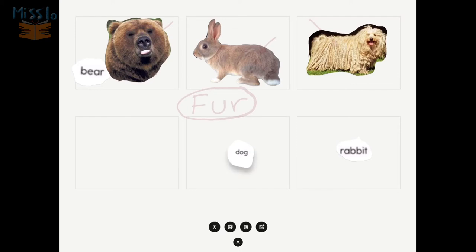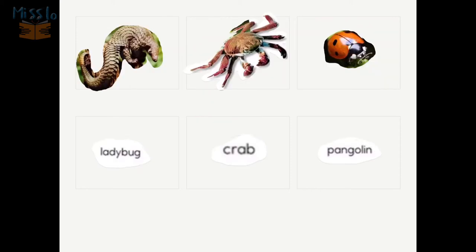What does it say there? Dog. Right. Is this a dog? No. Is this a dog? Yeah, that's a dog. And the last one is a rabbit. Correct. And we have a rabbit right there. Good job.